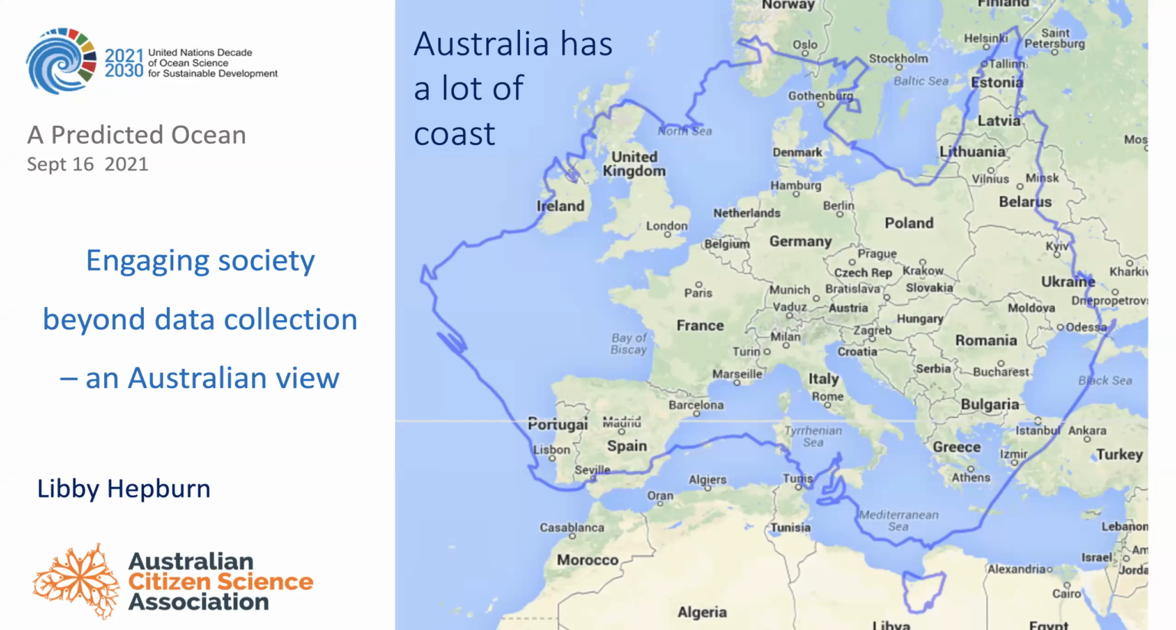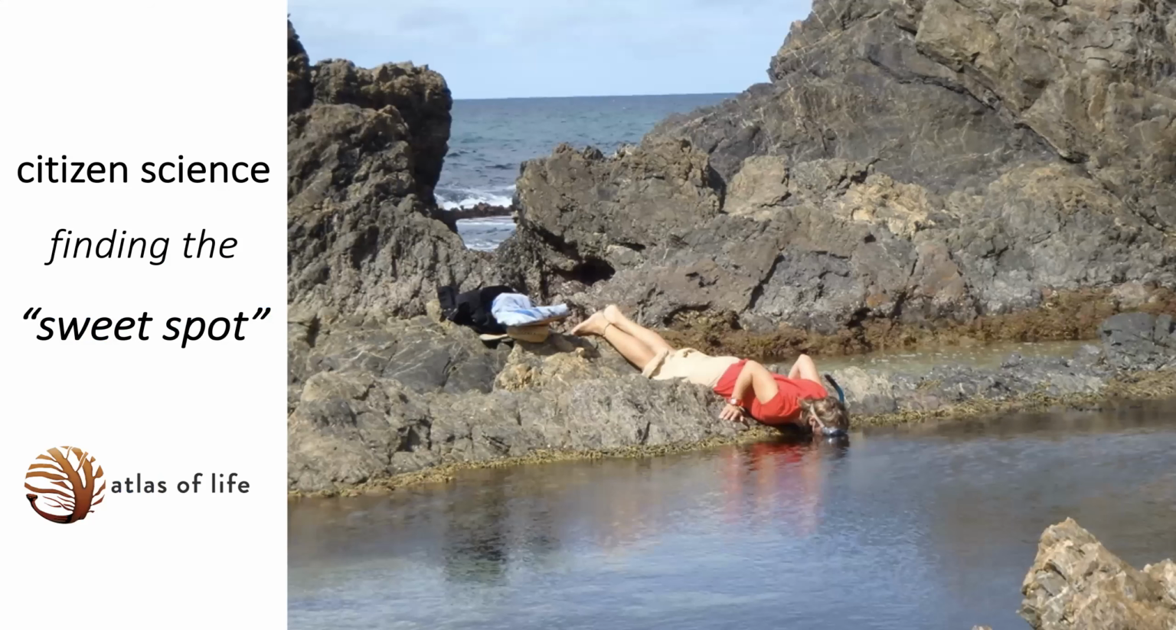I've been asked to talk about citizen science from an Australian viewpoint. And if we're talking about marine coastal citizen science, I think you need to just remind yourself that Australia has a lot of coast. In terms of citizen science, it seems to me the most important thing that we need to do is to find the sweet spot, the nexus between what interests people and what interests scientists. I've been working in citizen science for over 20 years now, at a local level and at a national and international level. And it seems to me that the most productive projects are the ones where the scientists and the citizens agree together that what they're studying is important.